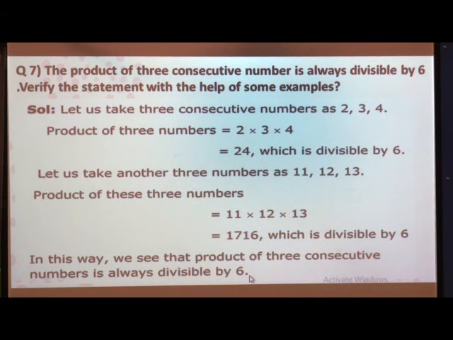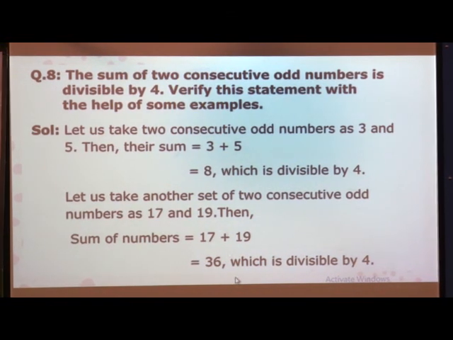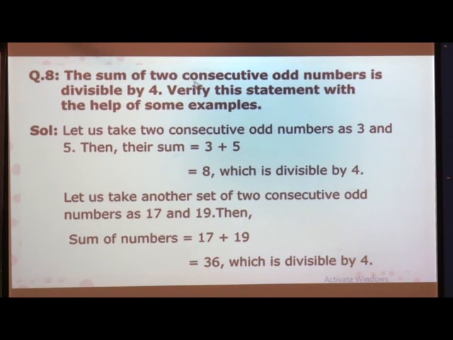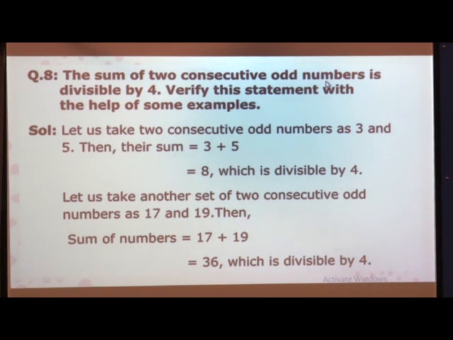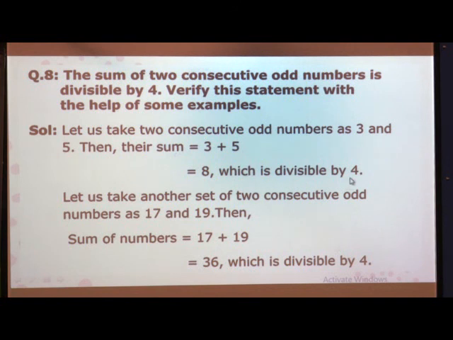Let us see the next example. The sum of 2 consecutive odd numbers is divisible by 4. Verify this statement with the help of some examples. Let us take 2 consecutive odd numbers, those are 3 and 5. Then we have to find the sum. The sum is 3 plus 5 is 8. Whether 8 is divisible by 4? Yes, 8 is divisible by 4.